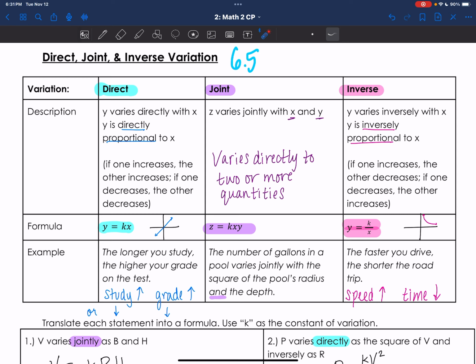And then inverse: y varies inversely with x, so it's inversely proportional. So this graph is going to look different. Direct was a straight line, but inverse means it's going to curve like that. This one is different because as one increases, the other decreases. So as your speed increases, the shorter the trip is, or vice versa. One increases, the other decreases, or one could decrease and the other increases.